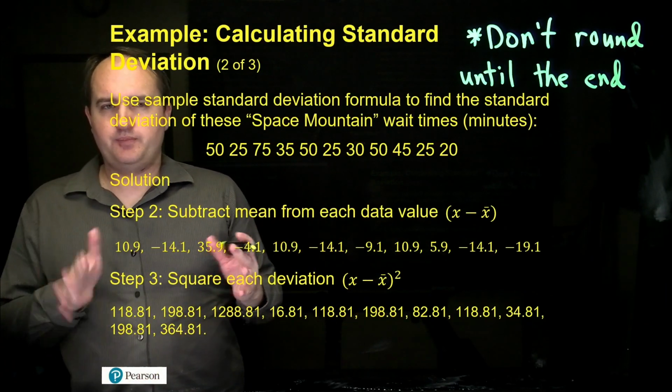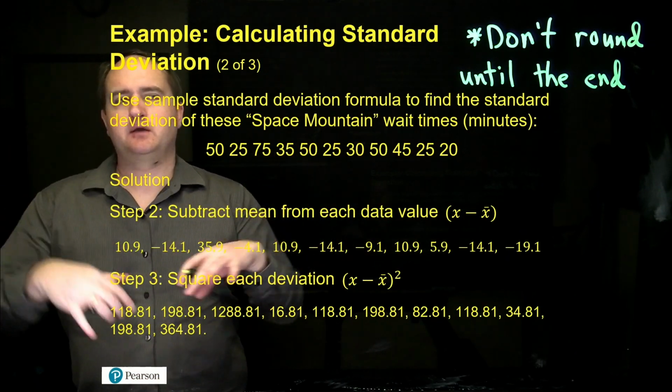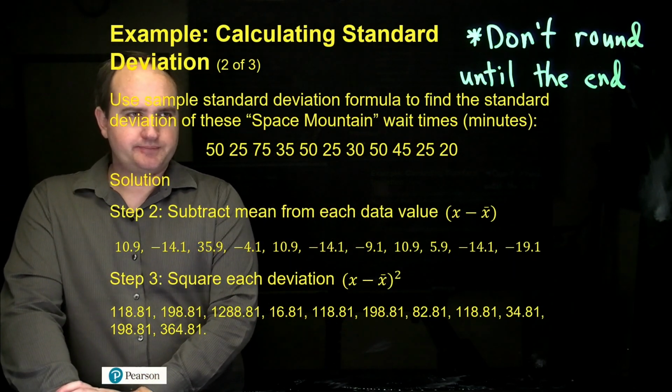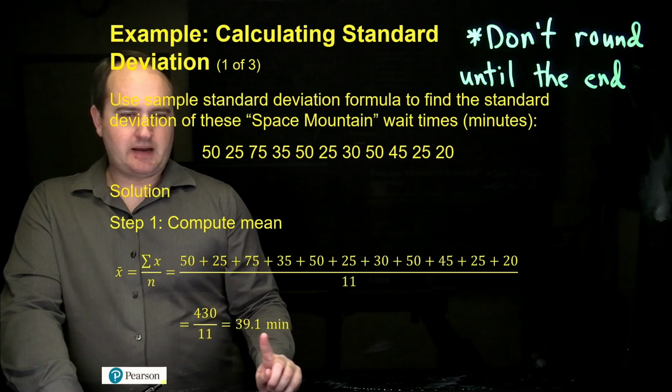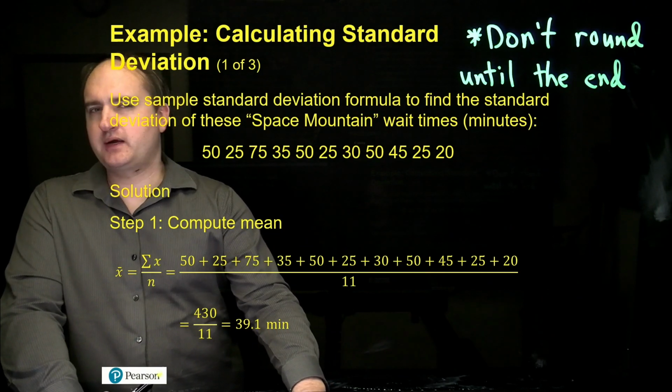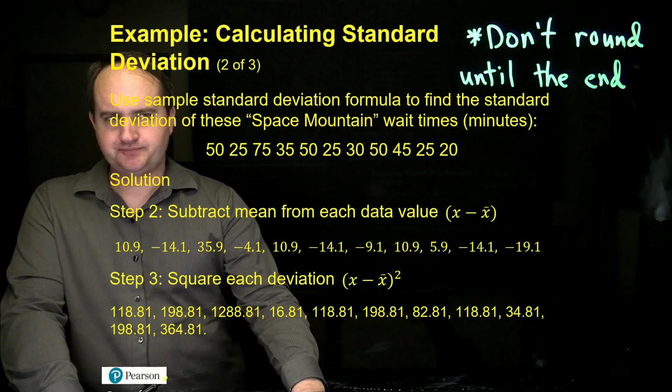Okay? If you're rounding in each step, it can throw off your numbers and give you an incorrect answer at the end. This is what they did in the book. They rounded the mean, but I don't recommend that. Okay, I recommend you don't round until the end.